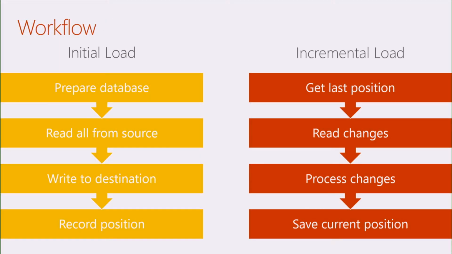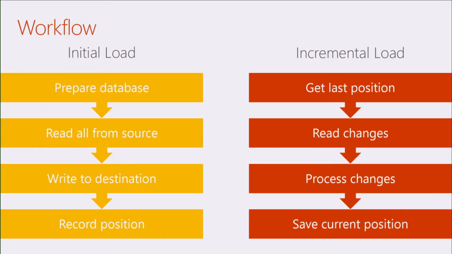And once that happens, you can do an incremental load. Incremental load means you take the position that you recorded in SQL Server, get the last position that was recorded, and read the changes from Oracle. You can then process those changes, persist them into the intermediate table, and then save the current position. Then you can load that into the destination server to sync from Oracle to SQL Server.